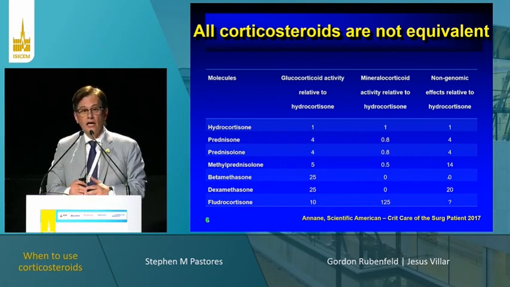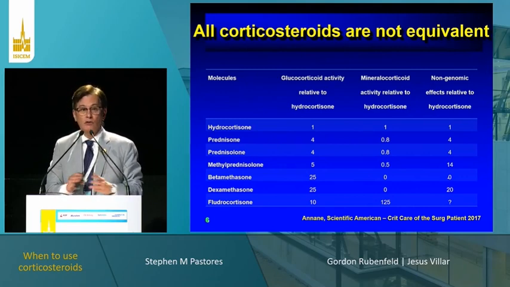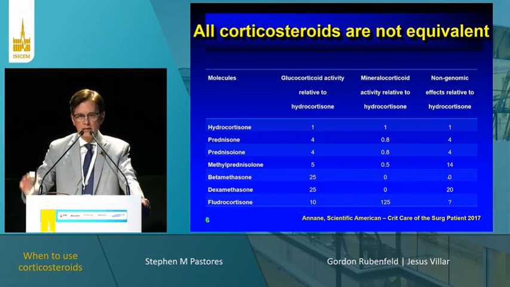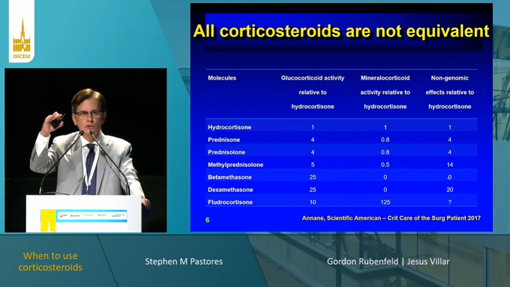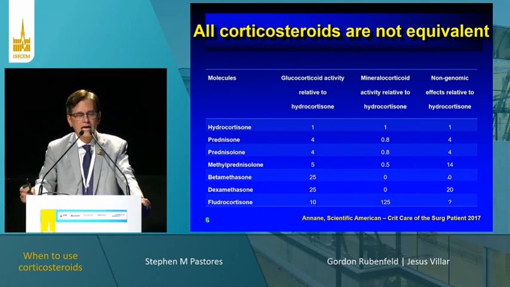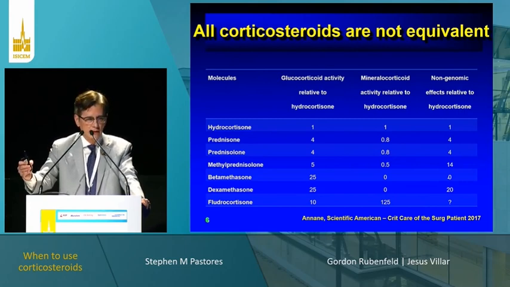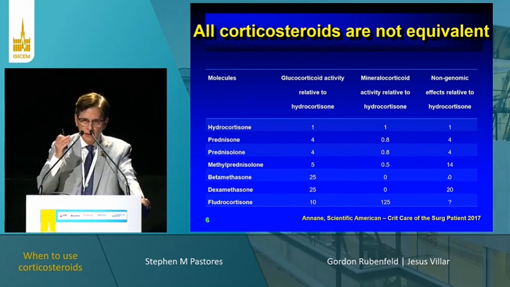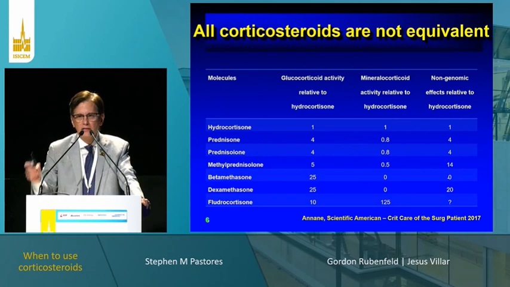It's important to recognize that all corticosteroids are not equivalent. If you look at hydrocortisone as our measure for both glucocorticoid and mineralocorticoid activity, you will see that dexamethasone and betamethasone, dexamethasone in particular, has the most glucocorticoid activity, but it has no mineralocorticoid activity. Methylprednisolone has more glucocorticoid activity and very little mineralocorticoid, and hydrocortisone is what we generally use in patients with septic shock, for example, because it has more of those additional properties.